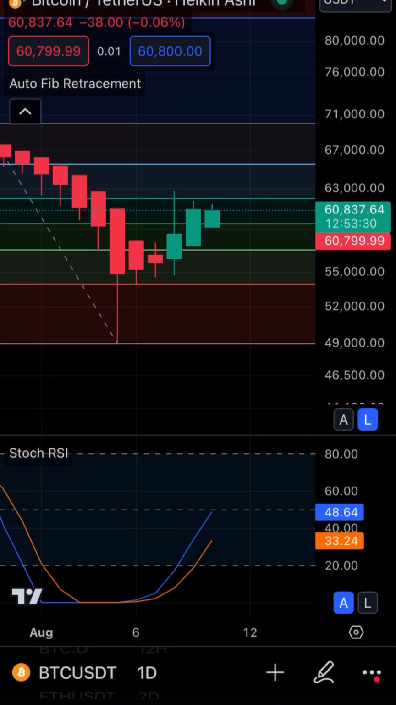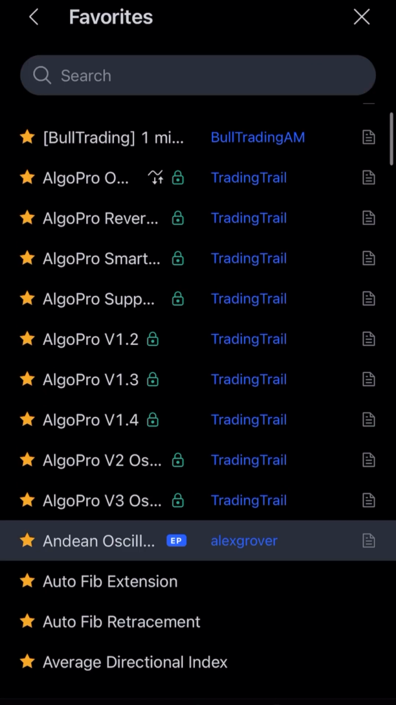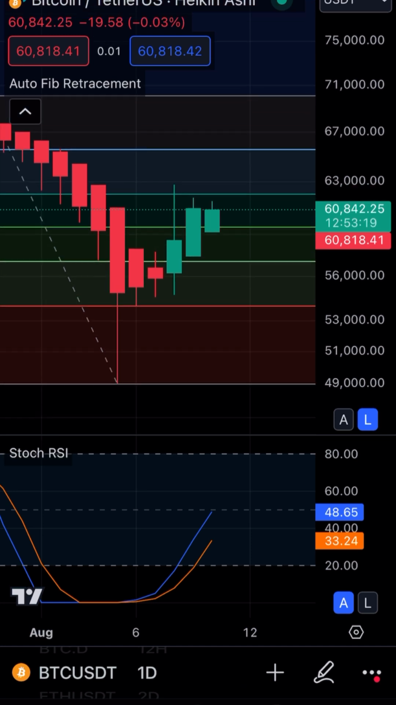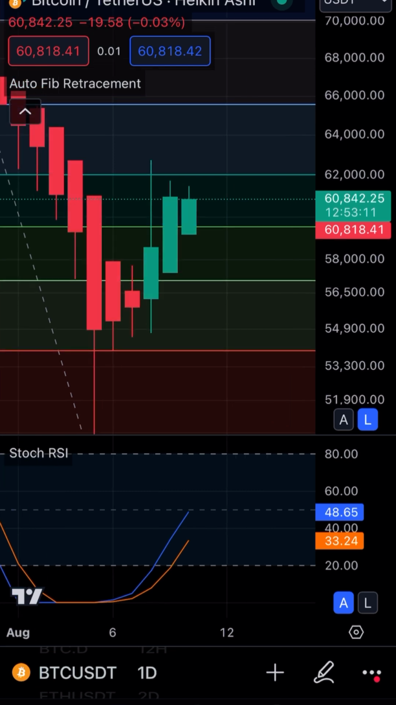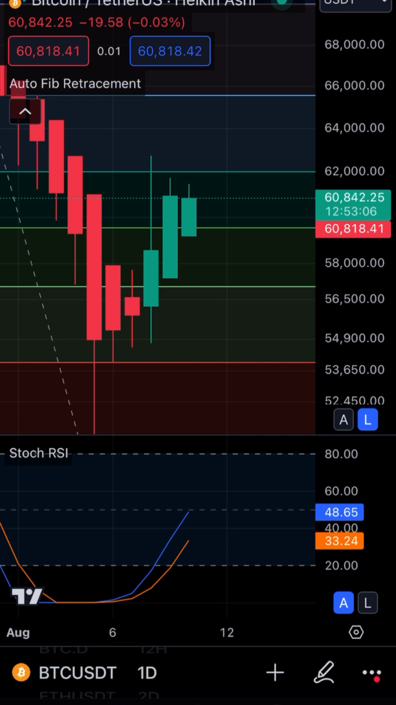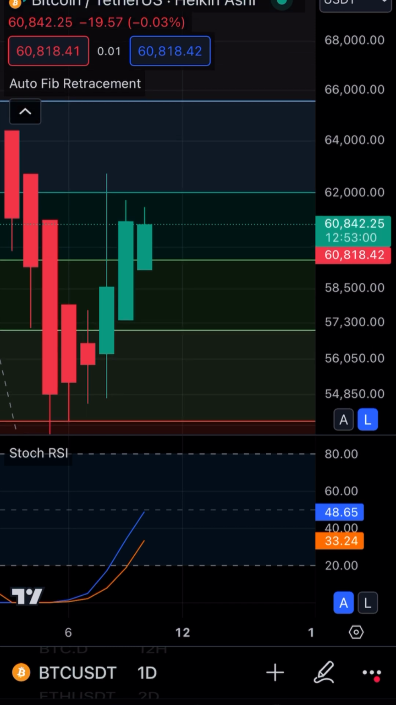To set this up, all you need to do is load up your auto fib retracement. So you go to your settings and you go to auto fib retracement, and that's what you need. And then you basically need your stochastic RSI for another reference. What I do is I look at longer time frames, I look at the day, and it really tells you the story of what's going on currently.